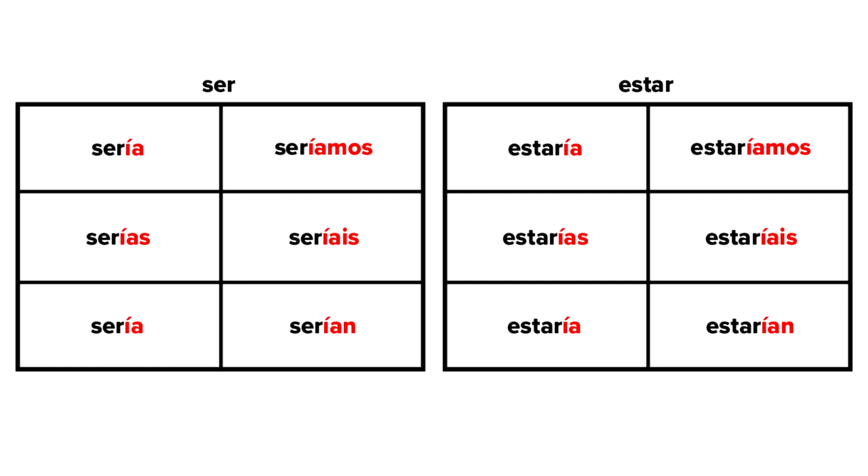Here are the conditional tense conjugations of ser and estar, both of which mean to be. I would be is sería or estaría. You would be is serías or estarías. He, she, it would be is sería or estaría. We would be is seríamos or estaríamos. You would be, plural, is seríais or estaríais. And they would be is serían or estarían.